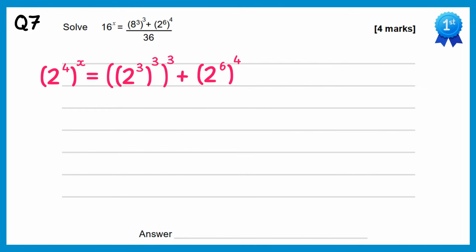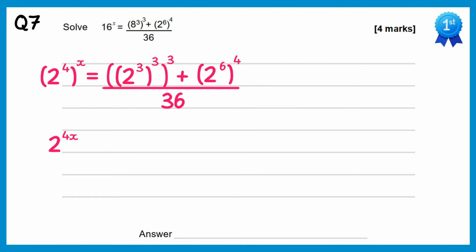And on the bottom we've got 36, you can't write that as a power of 2. On the left hand side we've got a bracket, so we multiply those indices, so we get 2 to the power 4x. And on the right hand side we've got some tidying up to do. We've got the brackets again, so you can multiply the indices. Now we need to multiply 3 by 3 and then by 3 again.